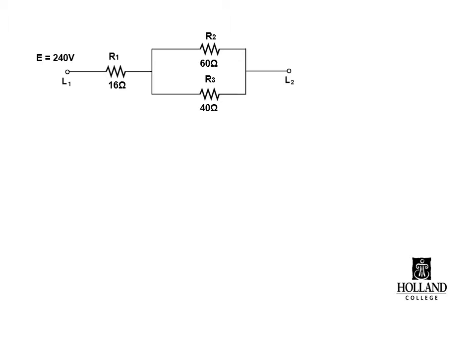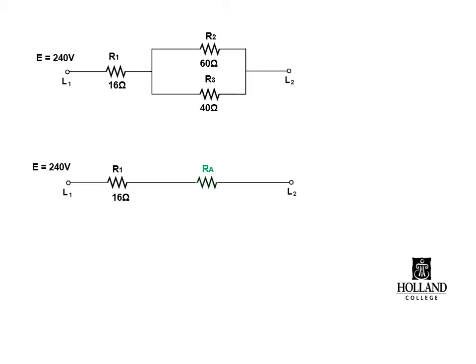When we look at R2 and R3, we see that the tips of both R2 and R3 are tied together, and the tails of R2 and R3 are directly tied together with no other resistances in between, so those two are in direct parallel. So our first step would be to simplify R2 and R3 and combine them together to an equivalent resistor, which I labeled RA.